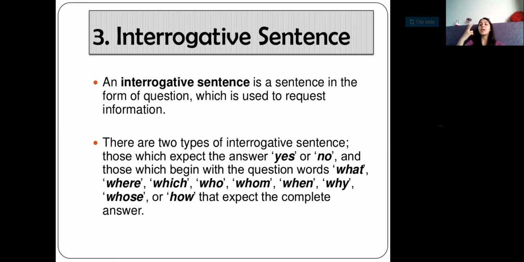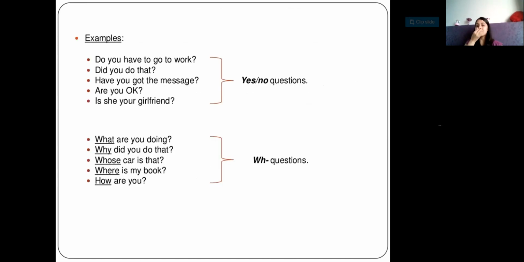There are two types of interrogative sentences. Those which expect an answer of yes or no. Maybe you will ask a question and you will just get a reply of yes or no. And those which begin with what, why, where expect a complete, theoretical answer. All right. So yes and no questions and WH questions go together. All right, let's see a few examples. We will compare examples of yes and no questions and WH questions.